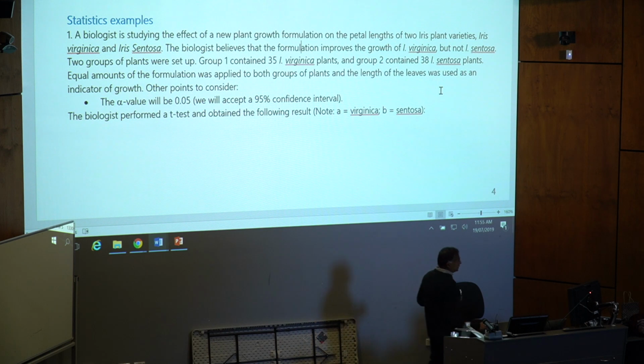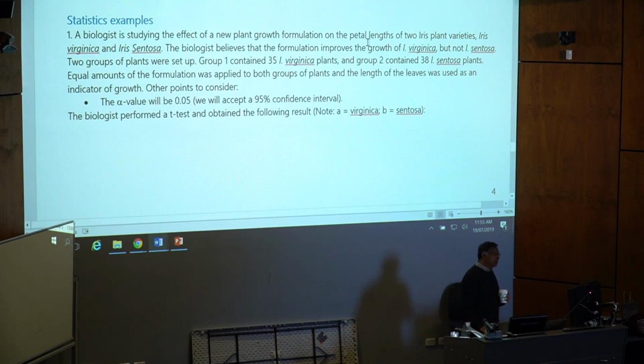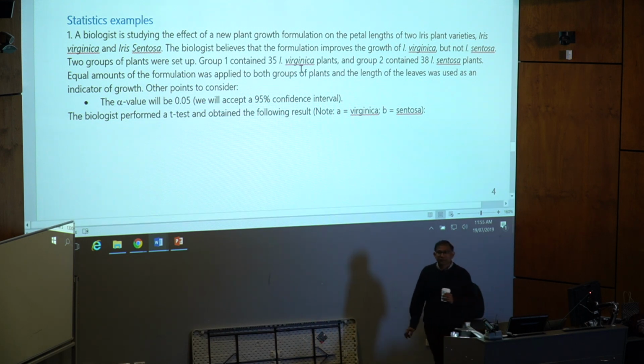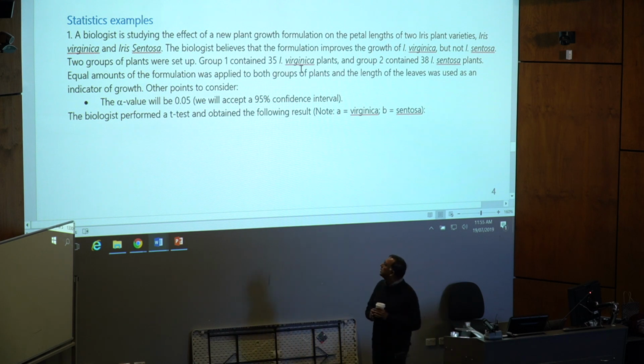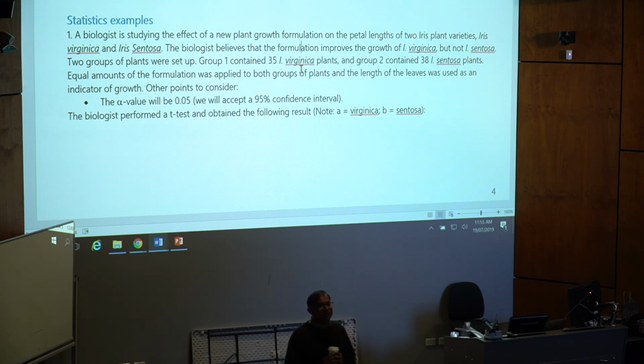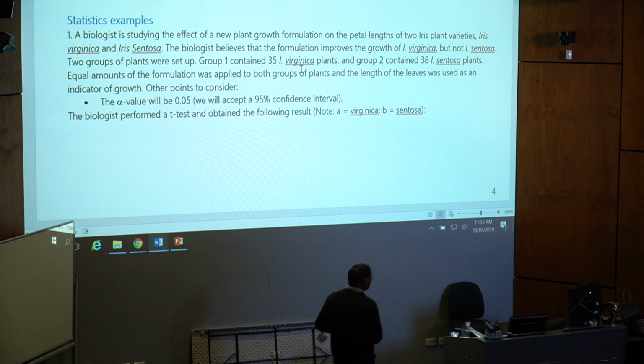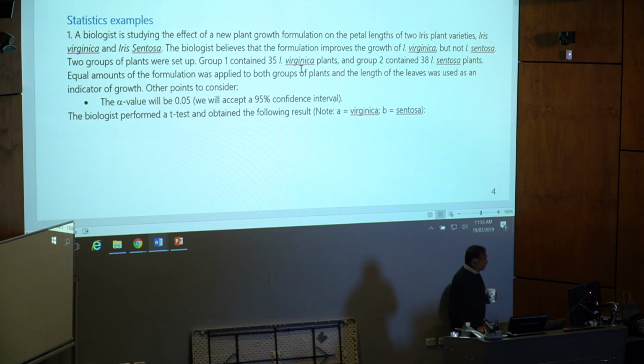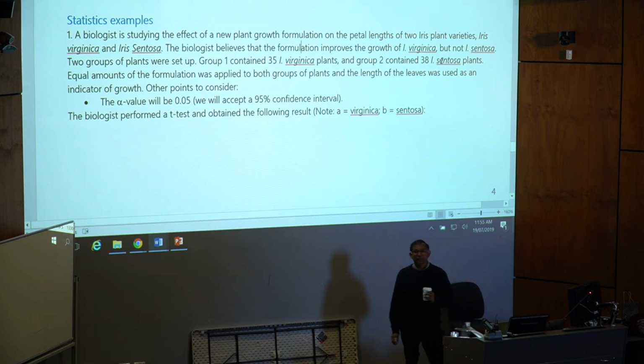So you're told here that this biologist is studying the effect of a plant growth formulation. And you're told that there are two iris varieties that are being tested. Iris virginica and Iris centosa. The biologist believes that the formulation improves the growth of the virginica, but not the centosa.